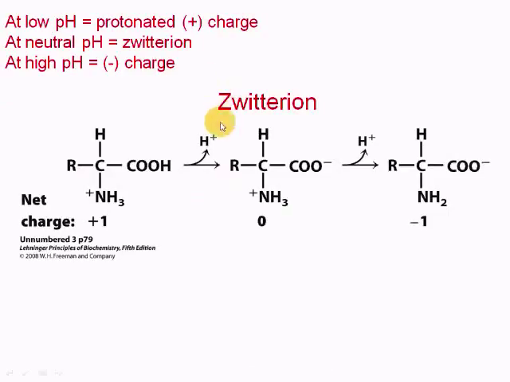Okay, so here's our zwitterion right here, and how do we know that that's our zwitterion? It's because our net charge is 0. Note that at a low pH, so pH below 7, we have a positive charge. At a neutral pH 7, we have our zwitterion, and then at a pH that's higher than 7, we have a negative charge. And we'll explain that in more detail in a couple slides.